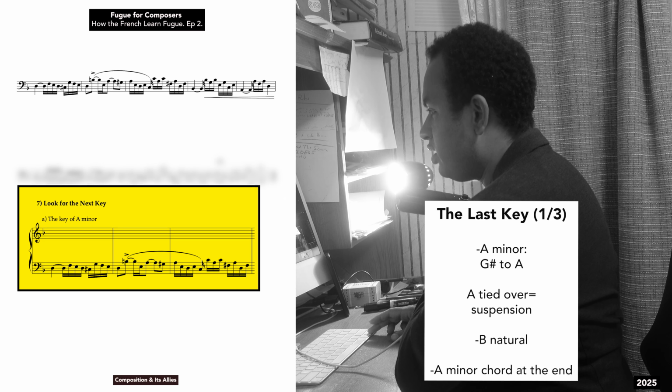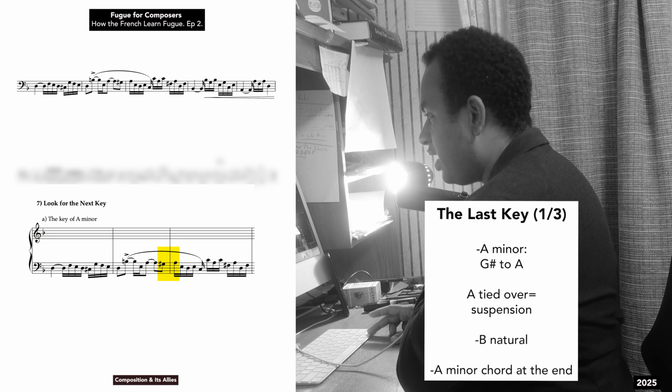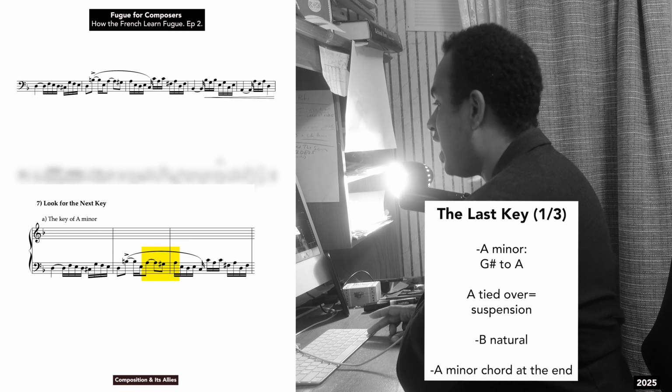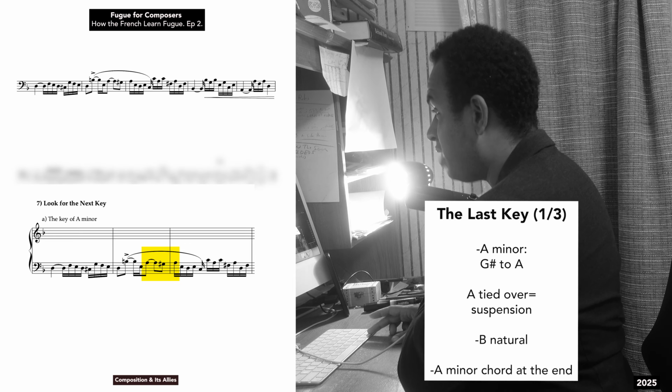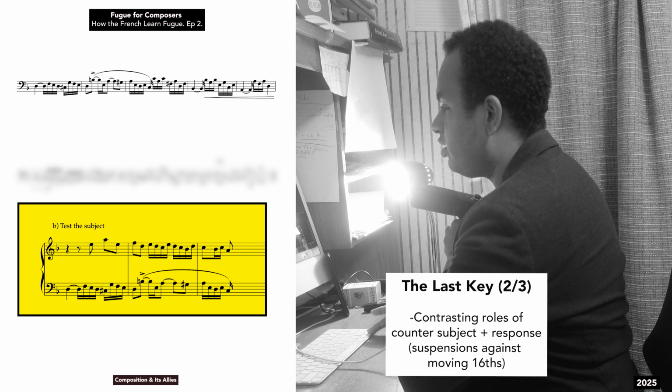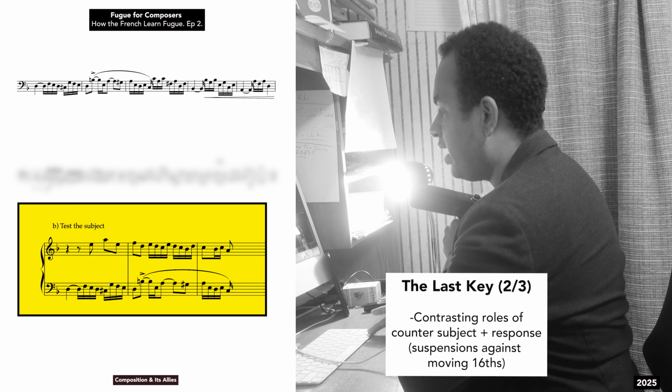So just prior to that sequence, I see a new key. I can see right away it's A minor because we have a G sharp to A. Also notice prior we have an A tied over going to a G sharp. So I'm thinking automatically some kind of suspension. We have a B natural. Also we have an A minor chord, just clearly some kind of arpeggio, quasi arpeggio at the end. So we're in A minor. Let's see how it juxtaposes itself against the bass.